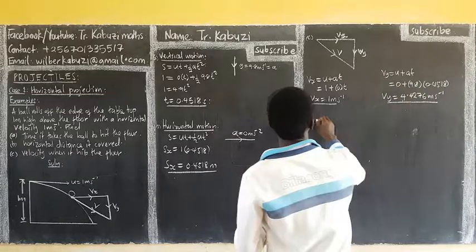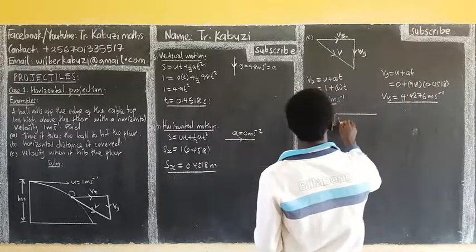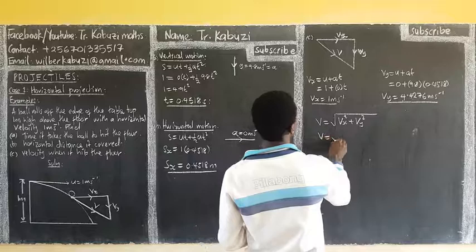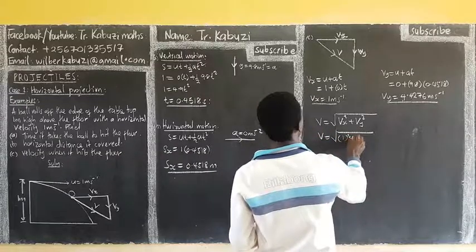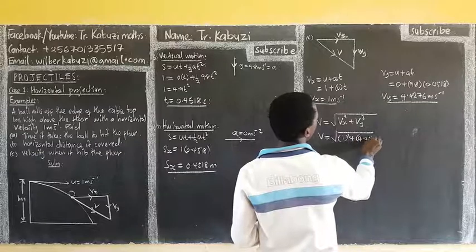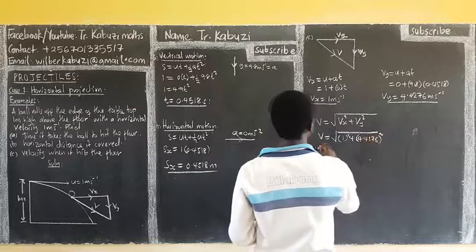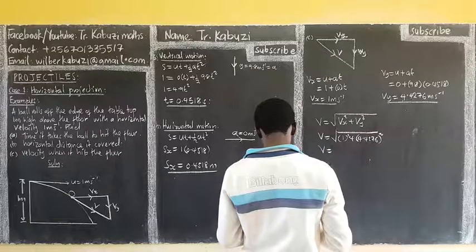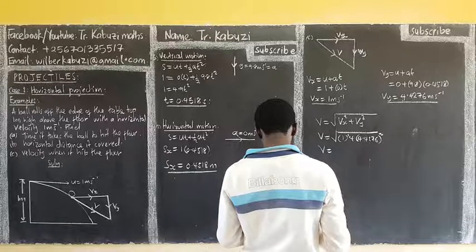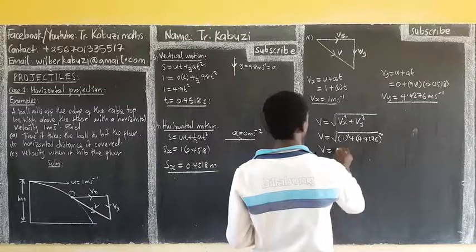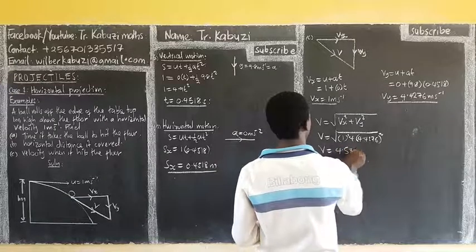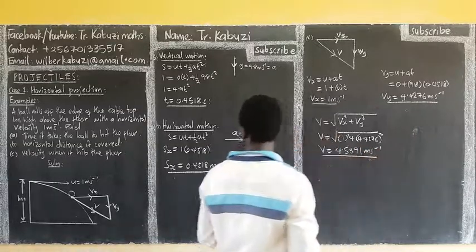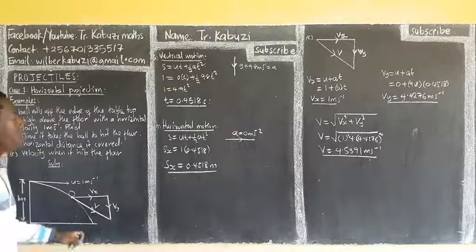So to get now our v, you see it will be the square root of vx squared plus vy squared. So my v is going to be the square root of 1 squared plus 4.4276 squared. So now my v is going to be 4.5391 meters per second. So this is the velocity at which this ball will hit that floor.